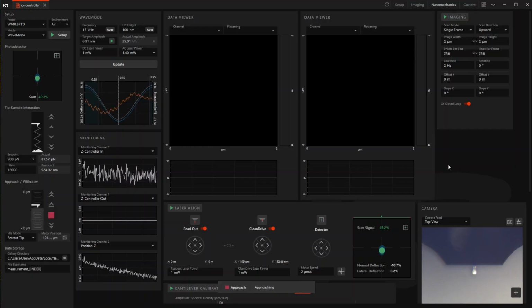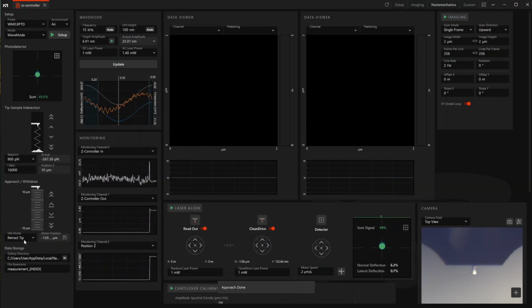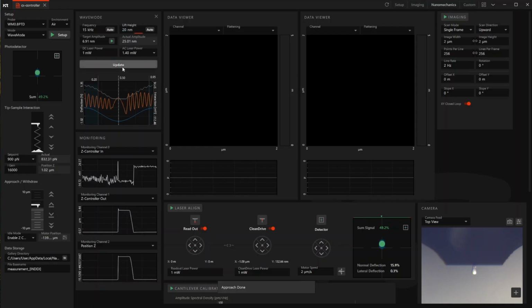Sometimes during the approach, it's possible to get a false approach if the probe starts bending due to electrostatic interaction with the surface. Approach is done. Let's check if it is indeed approached. Yes, we can see that when the PSO stands, the interaction curve changes, so we update it.